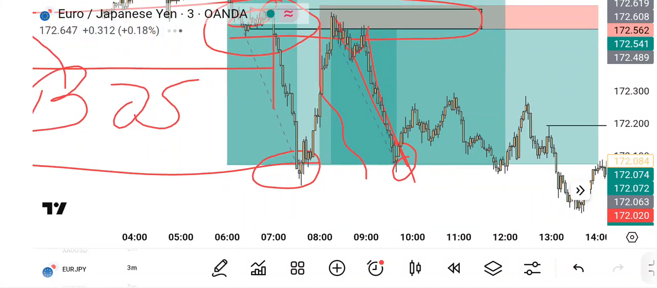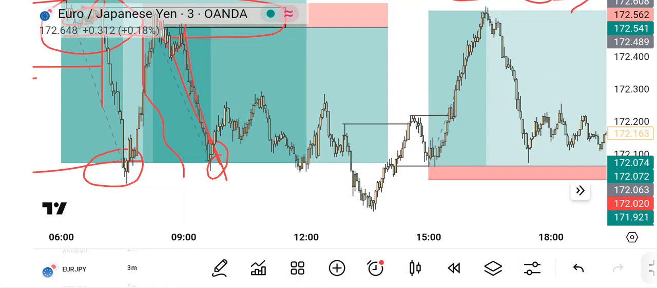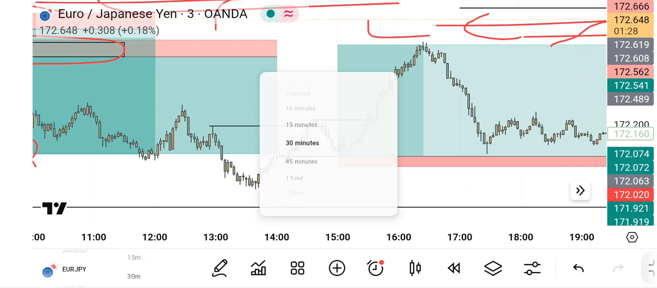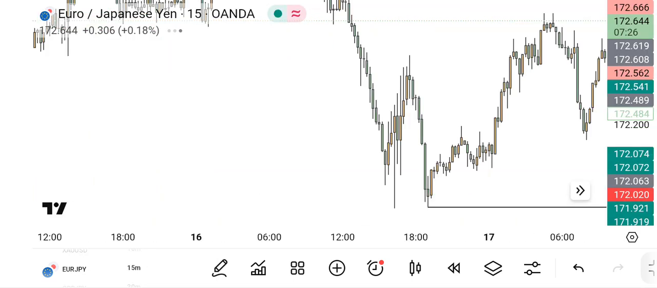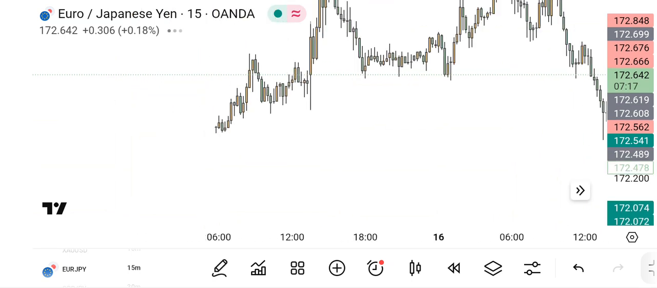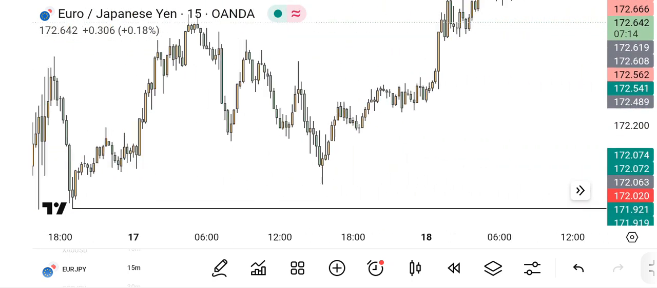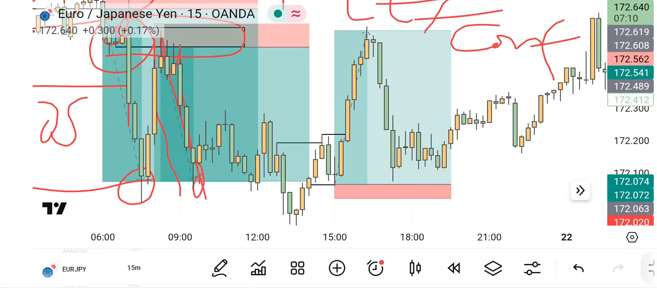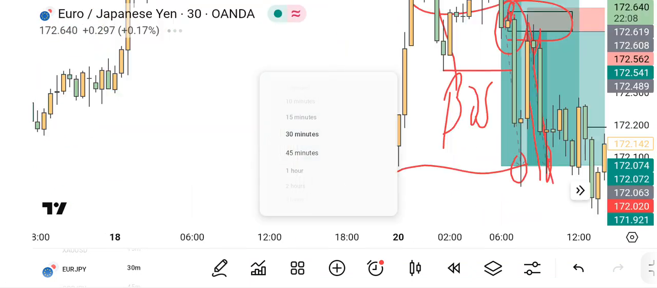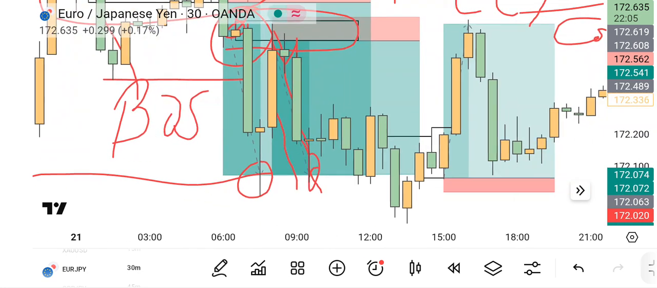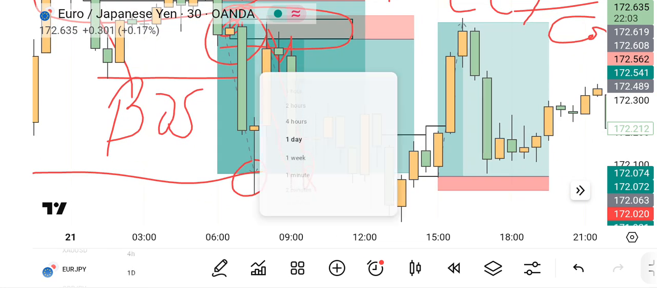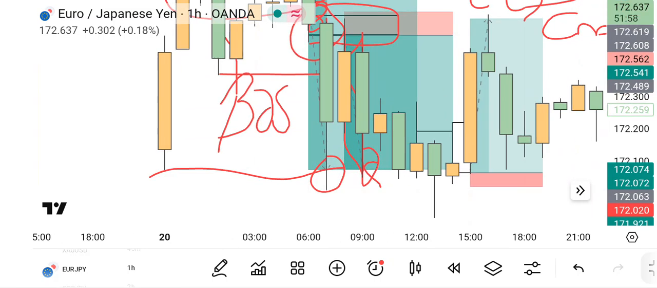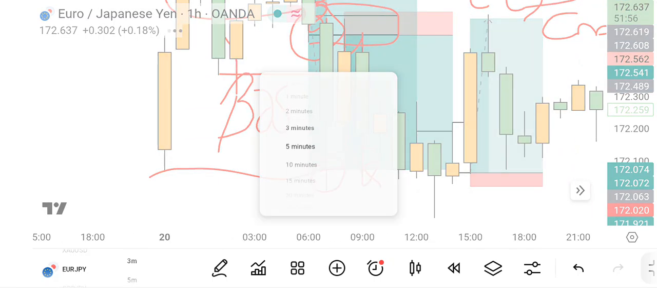So and for the buy here, for the buy that I got here, this buy, it was gotten on, I think, on 30 minutes time frame or so. No, I think maybe 1 hour time frame. Let me check. No, maybe it's 15 minutes time frame.